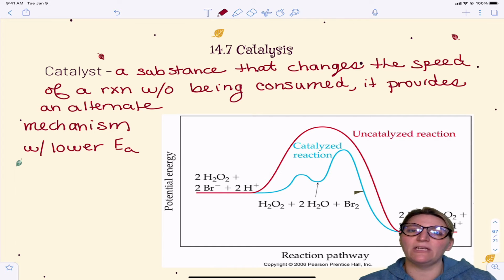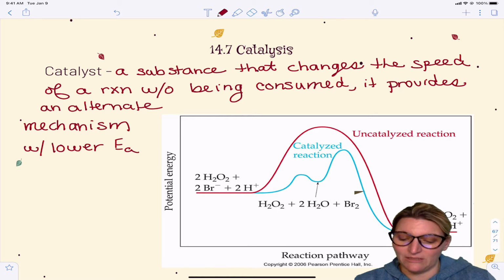A catalyst works by providing an alternate mechanism. We just learned about mechanisms, the exact steps and collisions that need to take place for a reaction. If you add a catalyst, you have the same reactants and the same products, but the collisions change. It's just a different way of getting from start to finish. If that different way has lower activation energy, then more molecules will have the energy to overcome the activation energy. There will be more successful collisions, which means the reaction speeds up.